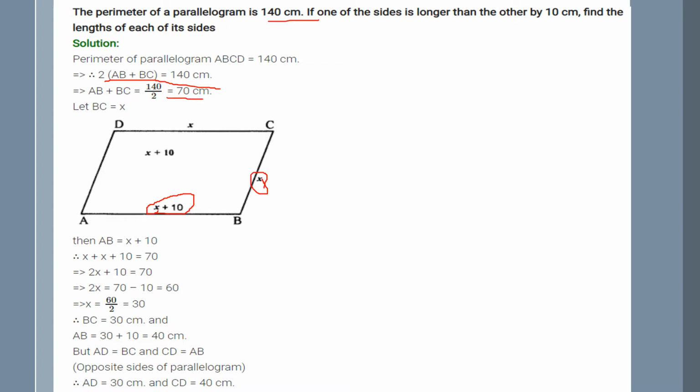2 will go to that side and it will be divided. It will be 70. So AB is given to you as X plus 10 and the other side is X only. You can put them equal to 70. 2x plus 10 is equal to 70. So the value of X will be 30. If X is 30, then the value of AB will be 40 centimeter.